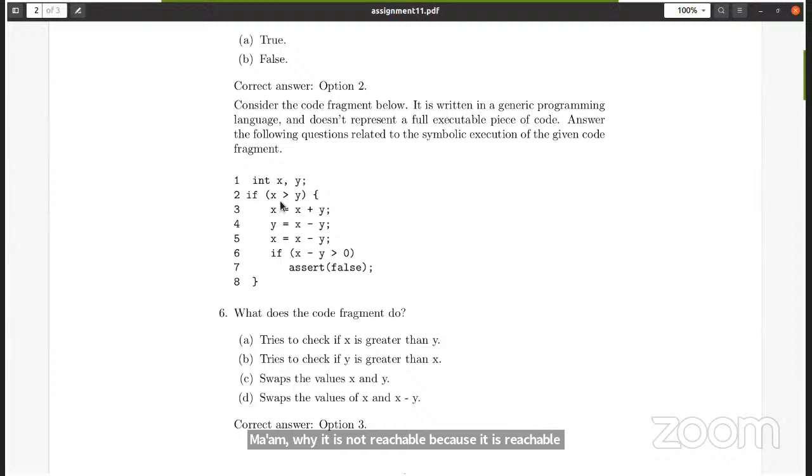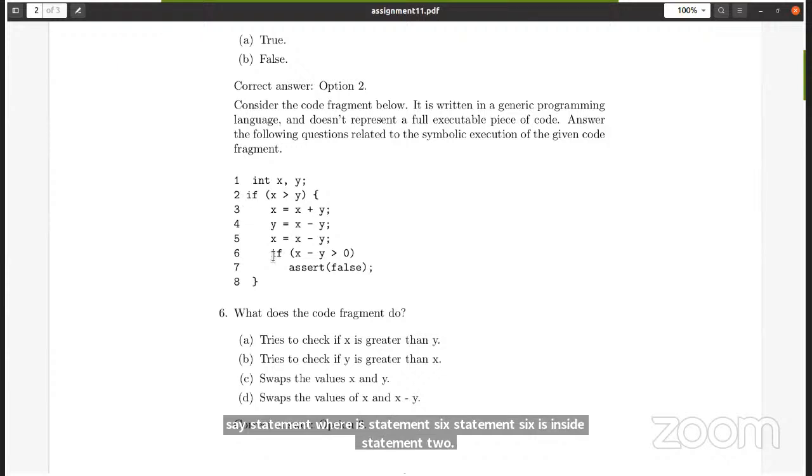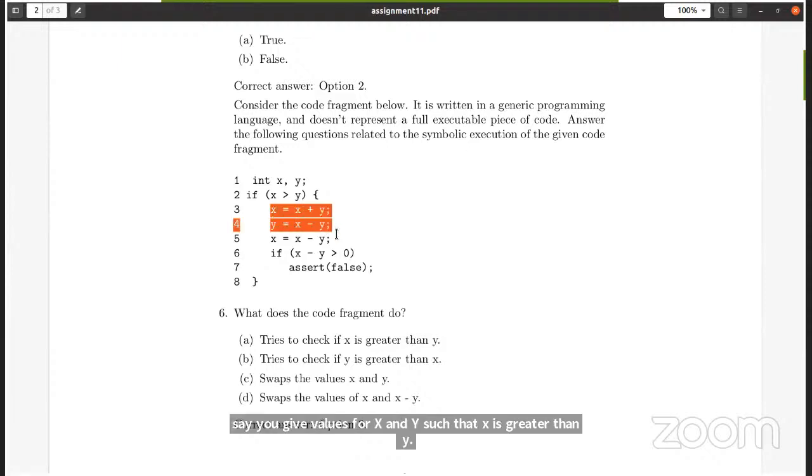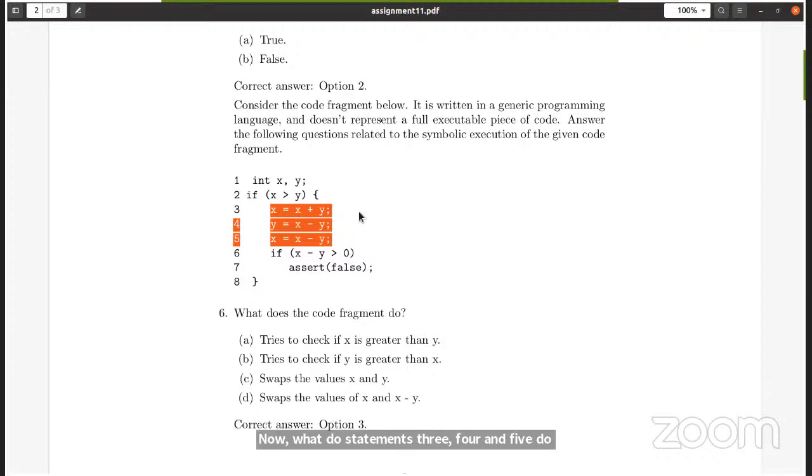Let's look at it. Suppose X is greater than Y. Where is statement 6? Statement 6 is inside statement 2. Statement 2 is an if statement. Statement 6 is an if statement that is nested inside statement 2. So to reach statement 6, first of all, you have to pass this if. Let's say you give values for X and Y such that X is greater than Y. Now, what do statements 3, 4, and 5 do? They do some addition, subtraction, fine.